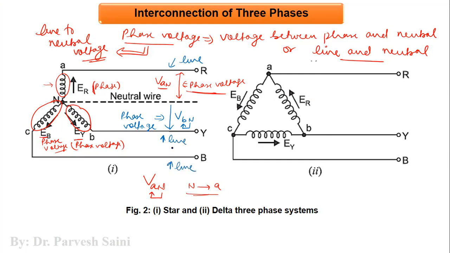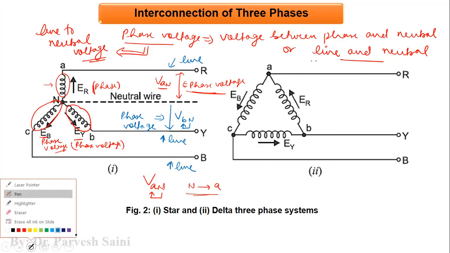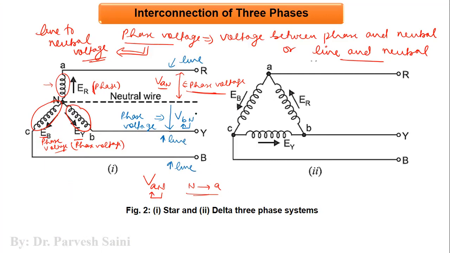So now let us come to the third. So in the third one, this is a neutral, and this is phase C here. So we have this one, so this is VCN. So it is from N to C. So this is the third phase, right?